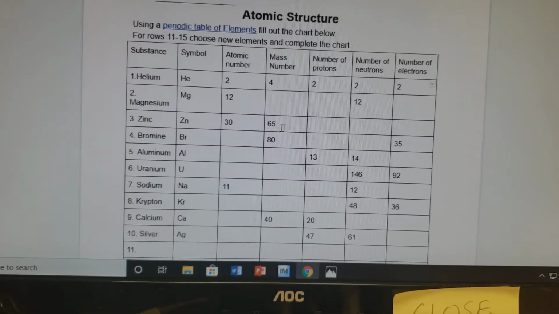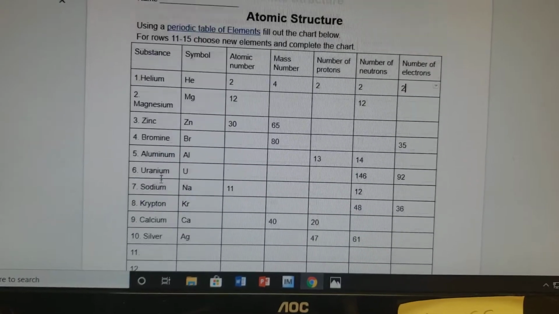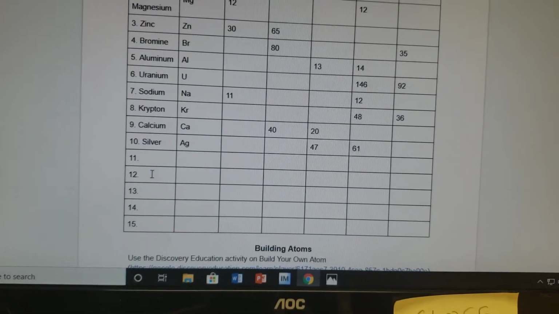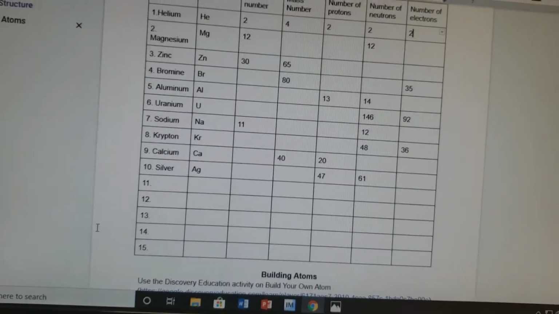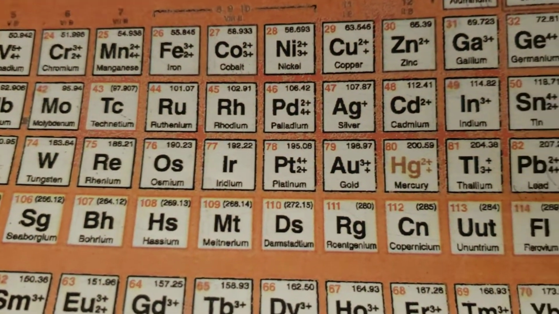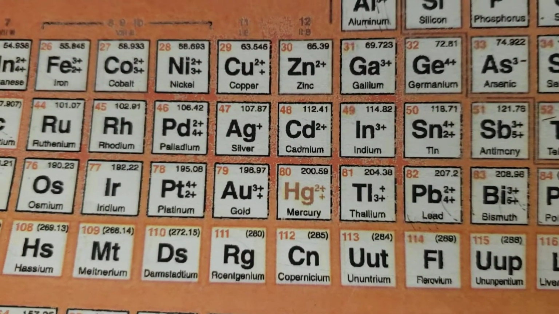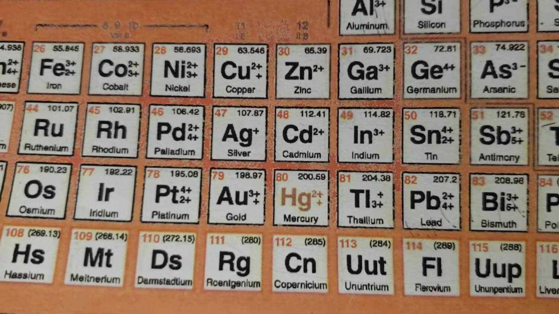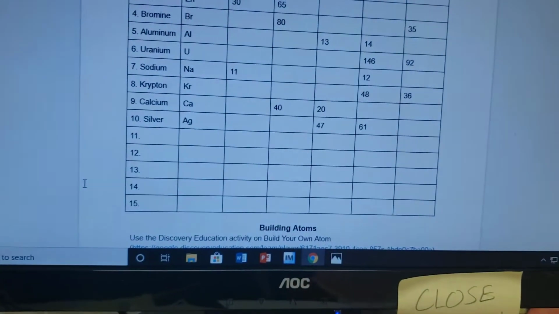Use your periodic table to fill out the rest of these blank spots for these 10 elements here. And for the last 5 here, 11 through 15, you're going to just pick elements that you want and fill out the chart for them. If you want to do gold, Au, you would write the symbol as Au, 79 is the atomic number, and then the atomic mass we are going to round up to 199. All right.